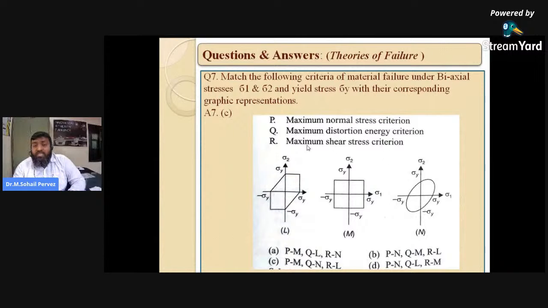And the last one is the maximum shear stress criteria, which we generally use for ductile materials. Since the condition is satisfied by the diagram L, the matching is P with M, Q with N, and R with L, and the answer is C. So the answer of this question number 7 is C. Please mind this particular question very well, because it has been asked 2 or 3 times in GATE and 1 time in IES.